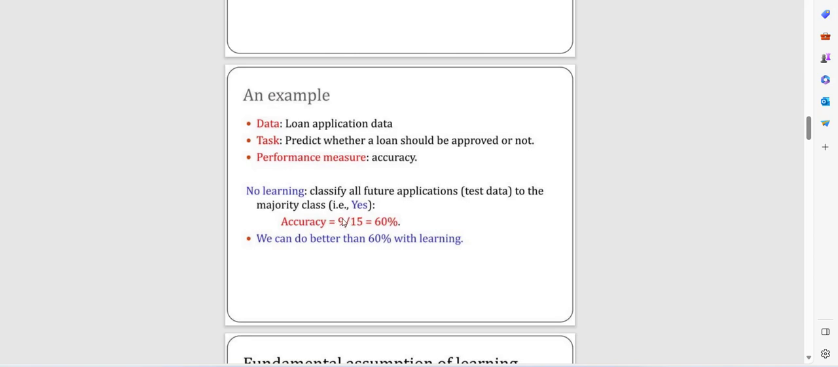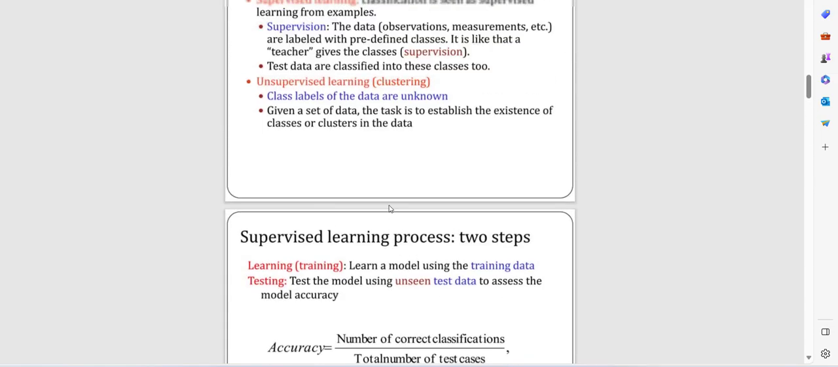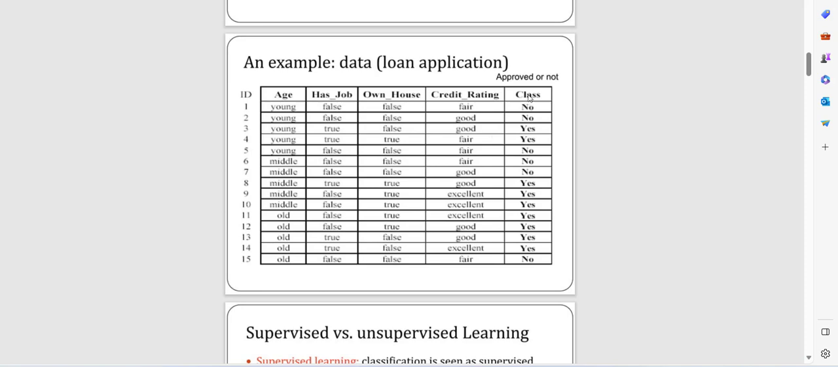How does this 9 come from? We have two classes, approved and not approved, and in the data set we have 15 samples. You can see here we have the 15 samples, and if you count the number of yes in this data, the number of yes is 9, and the number of no's is 15 minus 9.